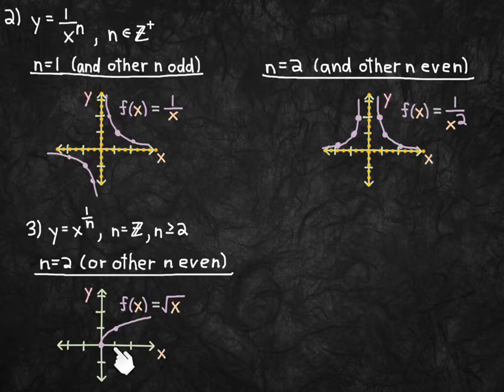You go over 1 and up 1 because the coefficient here is 1. If there's a 2 sitting here as a coefficient, you go over 1 and up 2. And if it was n equals 4 or 6 or 8, that would be the 4th root or the 6th root or the 8th root, it would look very much the same.